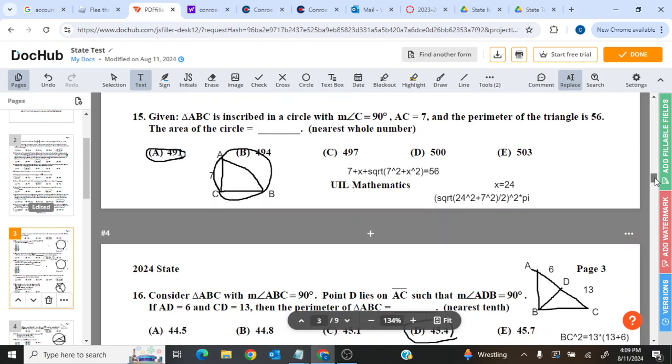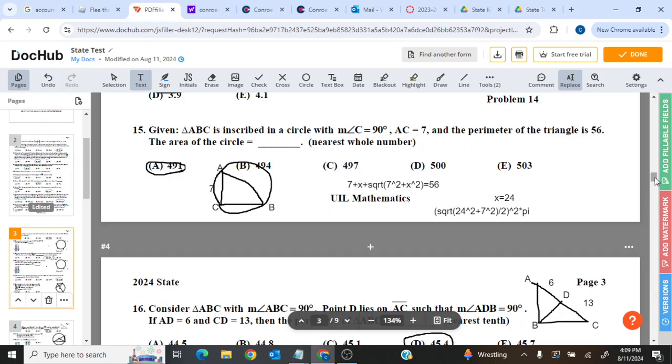15, given ABC is inscribed in a circle with measurement of C equal to 90 degrees, AC is 7, and the perimeter of the triangle is 56. What is the area of the circle?